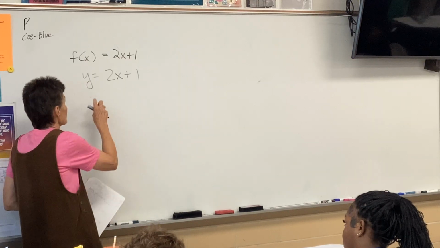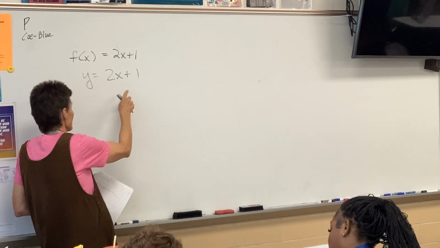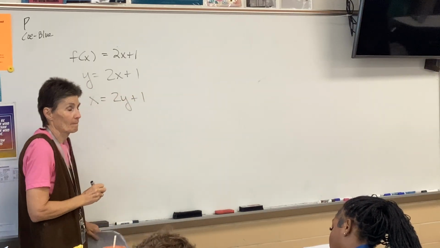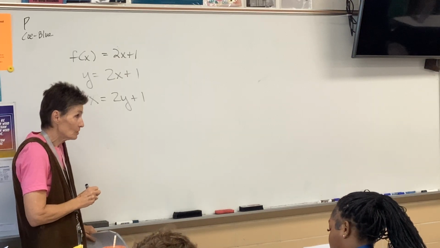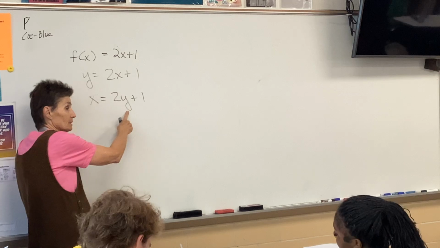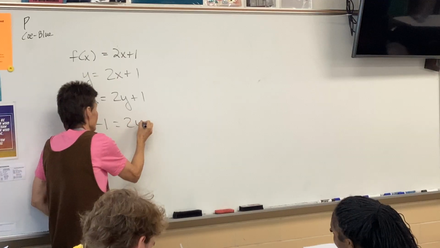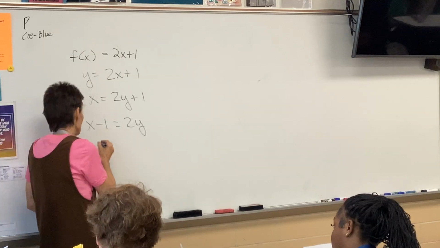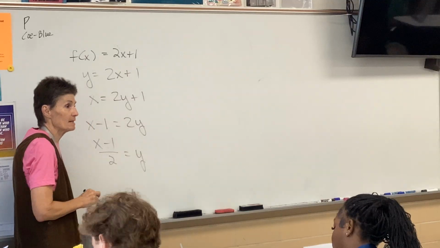Step two, switch the variables. So instead of y equals 2x plus 1, we're going to have x equals 2y plus 1. And then do whatever you need to do to get y by itself. So if I'm going to get y by itself, what am I going to need to do? Subtract 1. So I'll subtract 1. And then if I want y by itself, I will divide by 2. And there is the inverse.